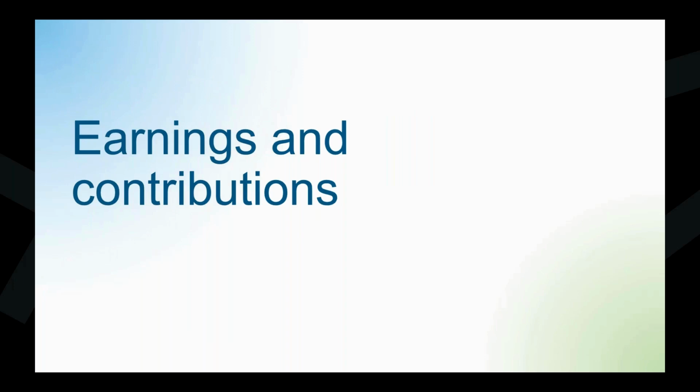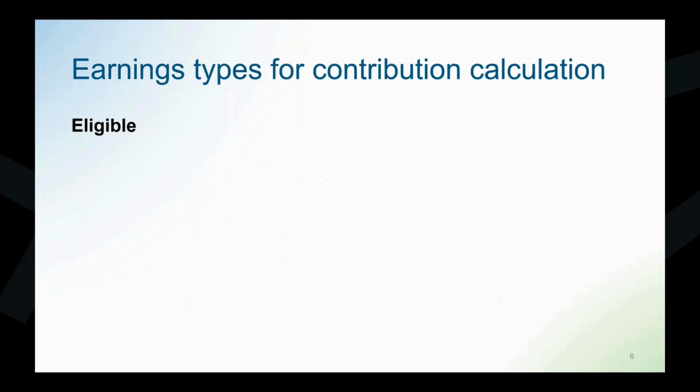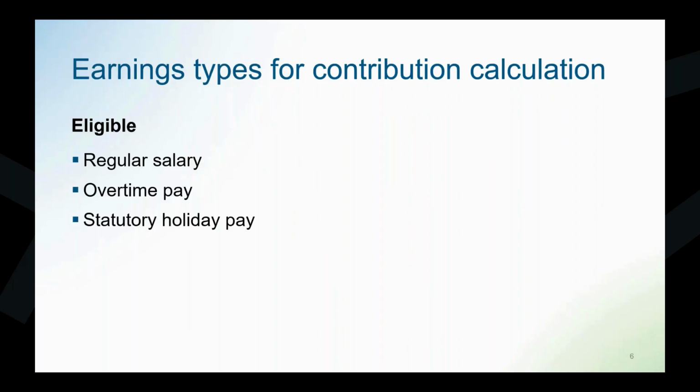Let's move on to earnings and contributions. The topic is relevant to all employers. The calculation of a DBplus pension includes eligible earnings as one of the elements in the pension formula. So exactly what is included in eligible earnings? Here are a few examples of various types of earnings that are categorized as eligible for the purpose of calculating member and employer contributions, such as regular salary, overtime pay, statutory holiday pay, bonuses, and vacation pay.